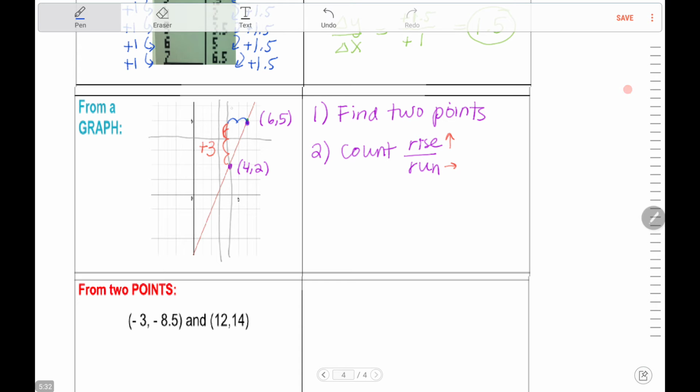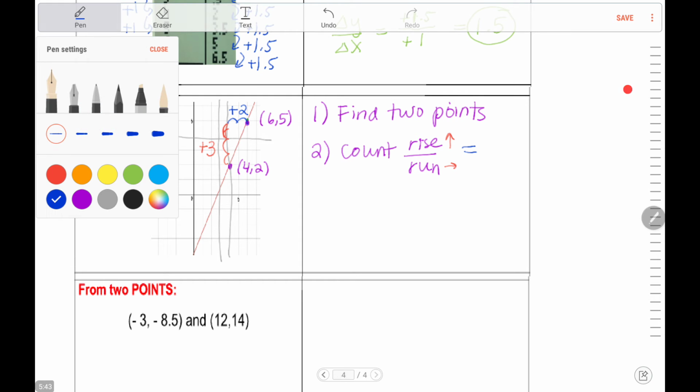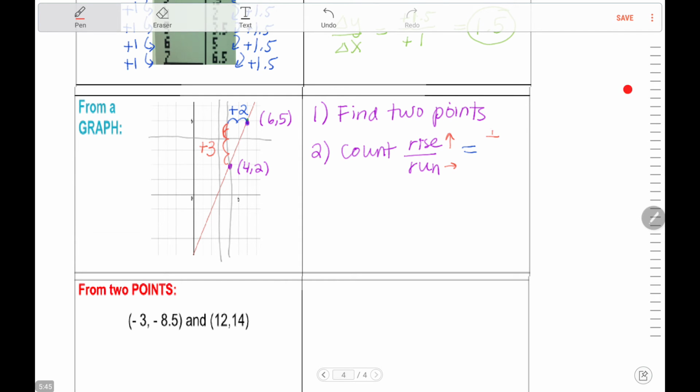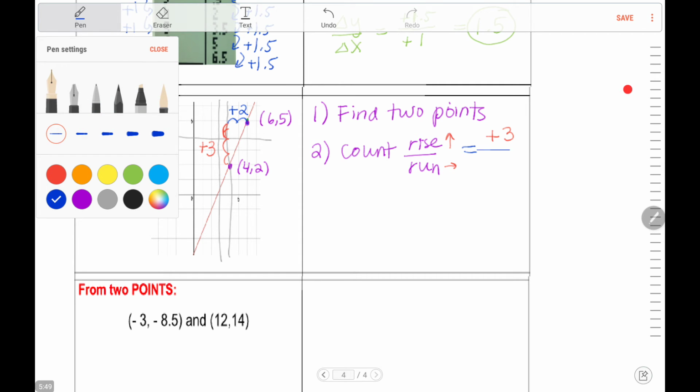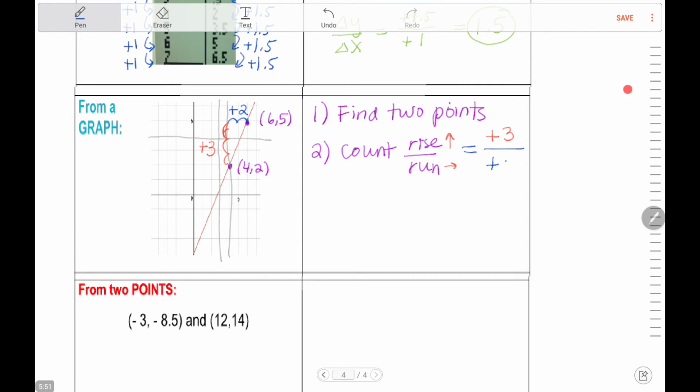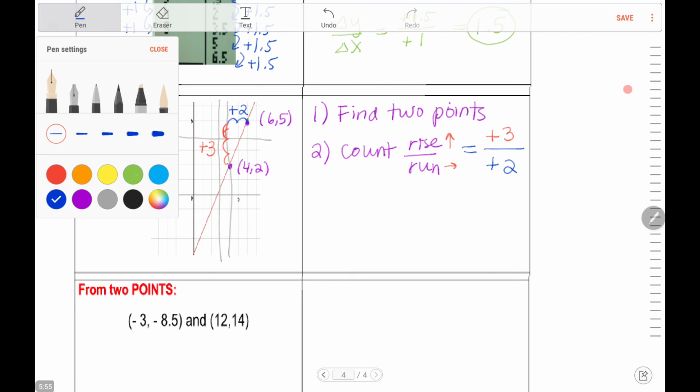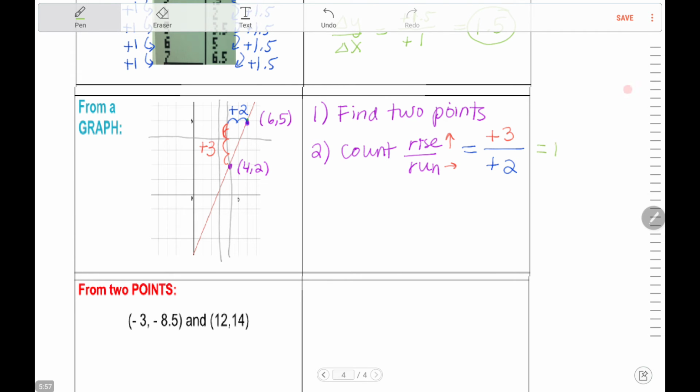Because I'm going to the right 2, I'm moving a positive 2 over. So my rise was positive 3. I had to rise 3 spaces to get to the next point. Then I had to run 2 spaces. Positive 3 over positive 2. Divide that in our calculator, and we will get 1.5. That is our slope.